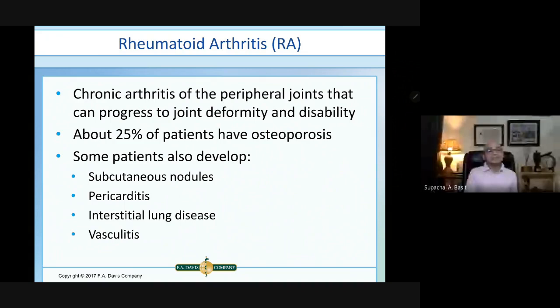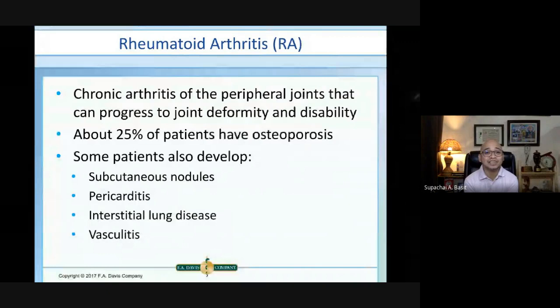So let's talk this time about a different kind of autoimmune disease. We're done with SLE. Now let's talk about rheumatoid arthritis. Rheumatoid arthritis is actually characterized by chronic arthritis of the peripheral joints that can progress to joint deformity and disability.